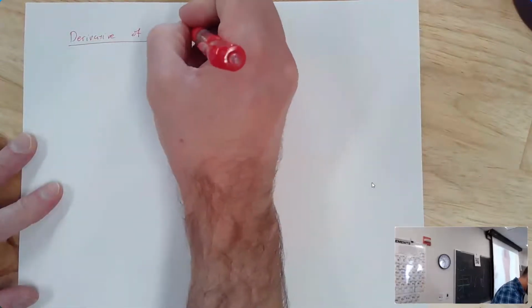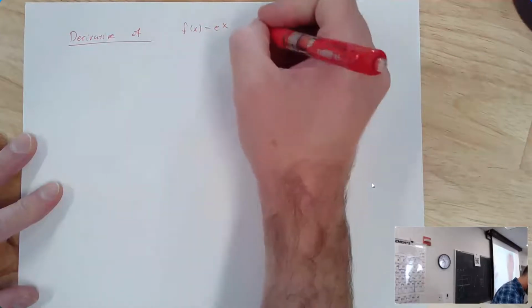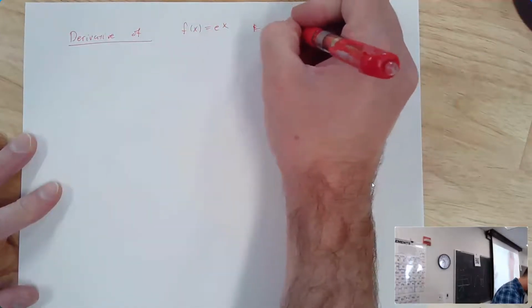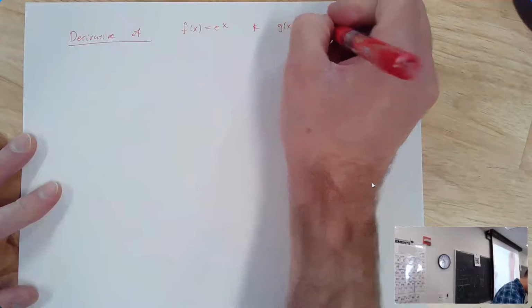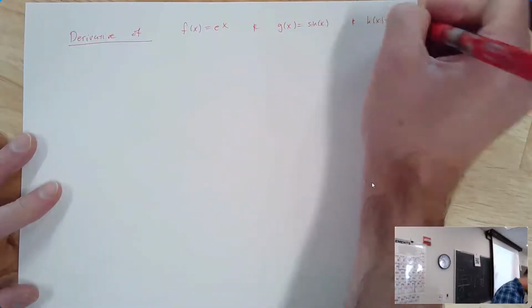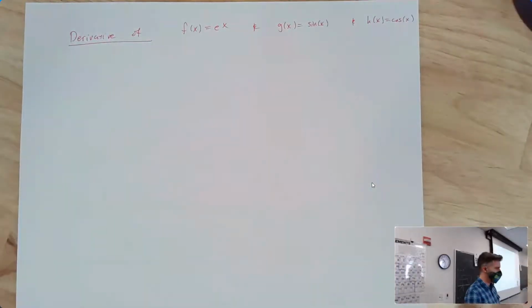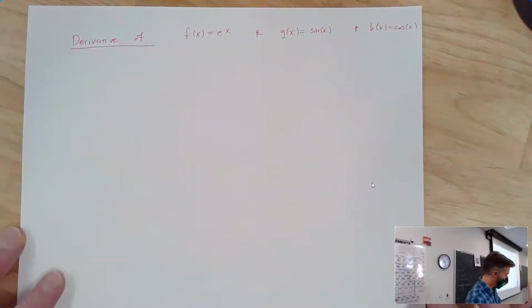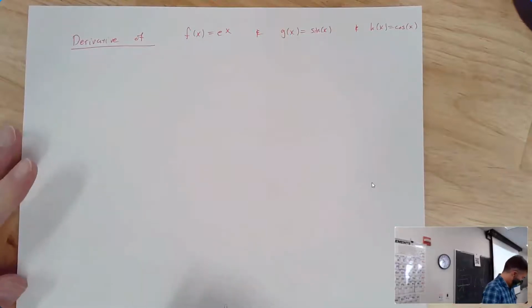We'll do f of x equal to e to the x. We'll also look at g of x equal to sine of x. We'll look at h of x equal to cosine of x. These are 3 functions whose derivatives are nice and not super terrible to find. So let's start with e to the x.